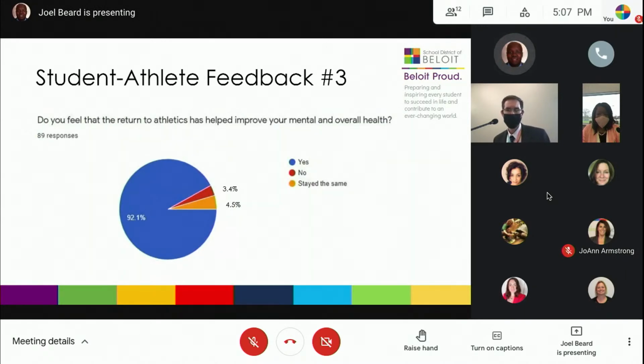And for the third question, do you feel that the return to athletics has helped improve your mental and overall health? 92% say yes, 4.5 say they're about the same, and 3.4 say no. So that is a little feedback from the alternate fall student athletes. Obviously not everyone responded, but it's a good chunk of them, as our numbers have been a little bit low with the change of the fall season.